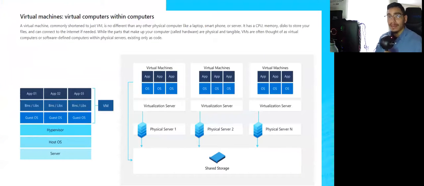Now we're going to be using a type 2 hypervisor. What we're going to have is our host operating system, which in this case is going to be Windows 10. Then you're going to have your hypervisor. On top of your hypervisor, you're going to have your virtual machines, which is really just a file that contains an operating system. That's all it is, a folder that contains an operating system.